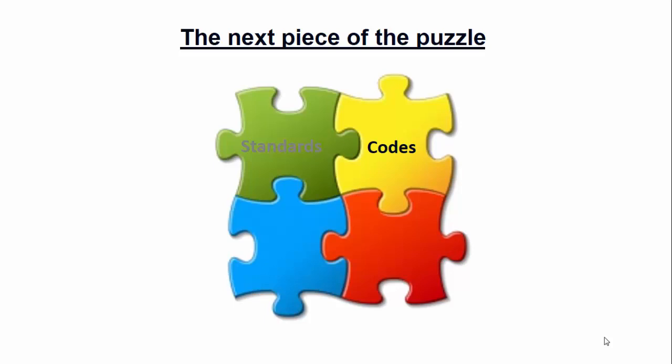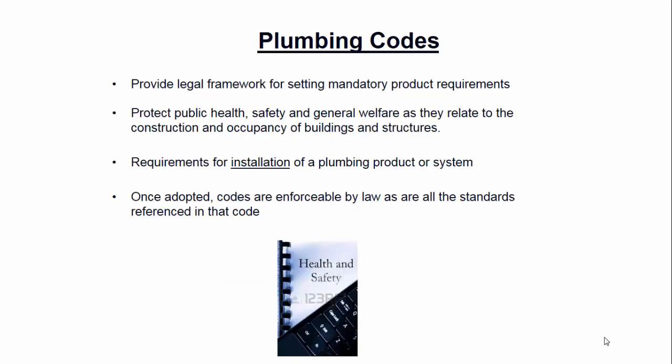So the next piece of the puzzle, the codes. The codes primarily provide the legal framework for setting the mandatory product requirements. The codes apply to the installation, alteration, repair, relocation, and replacement and maintenance of plumbing systems within those jurisdictions. It's primarily, as mentioned, basically an installation requirement, and once adopted, it is then enforceable.